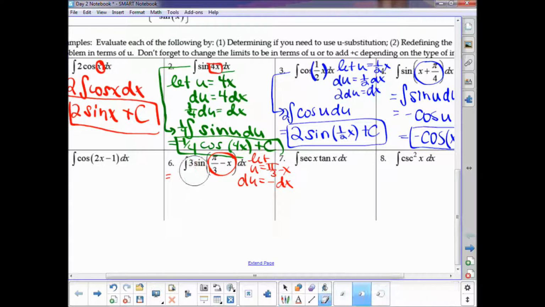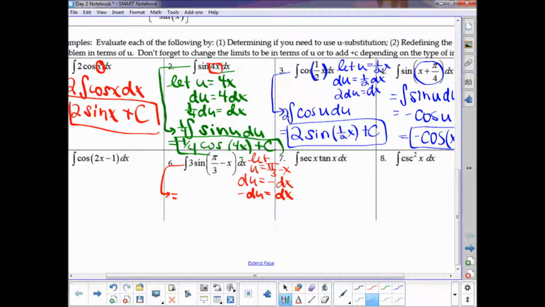Alright, so taking a look back at my original, I have the dx. I don't have a negative though, so let's just solve for dx. Do you guys agree dx would be negative du? Are we okay with that? Alright. So now let's write this in terms of u.